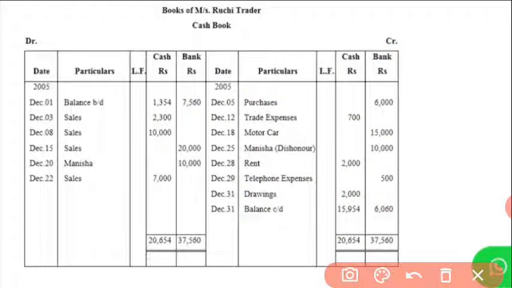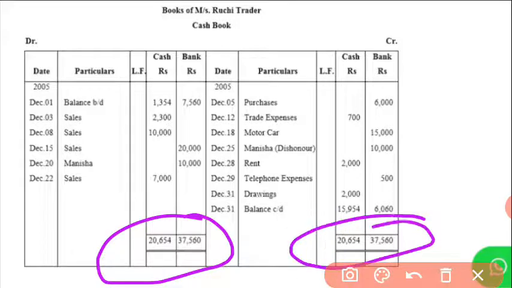Okay, so now we have to write the summation of both the sides, which is greater in both the sides. Okay, I am explaining: whichever total has come, we have to record it on both the sides, and after writing the total we have to double line it. Okay, we will double line it.